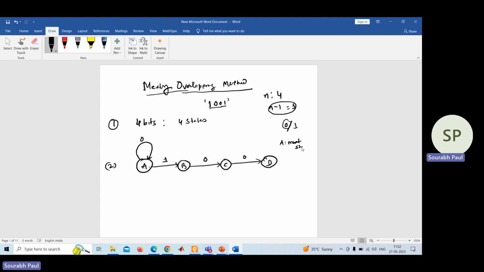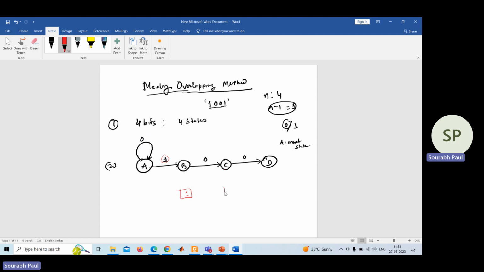Reset state. Okay. Now think about B. Now you need to follow other rules also. I'm telling one by one. Now for B, if you see here, what is B detecting? It is nothing but detecting 1. The B state is nothing but detecting 1. So you can write 1 here.